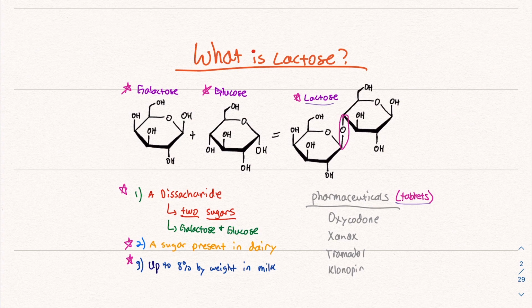One really interesting fact is that lactose is actually used in pharmaceutical products. Crystalline lactose is used in tablets. It has this property that makes it really easy to compress. So drugs like oxycodone, Xanax, tramadol, Klonopin, and other drugs in tablet form actually have a little lactose in there to help that tablet compress into the shape that it needs to be.